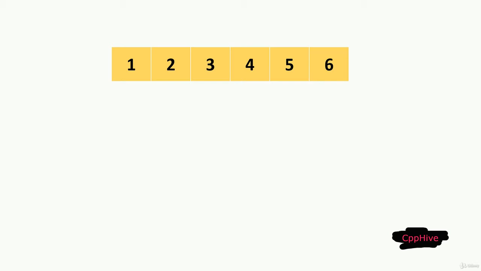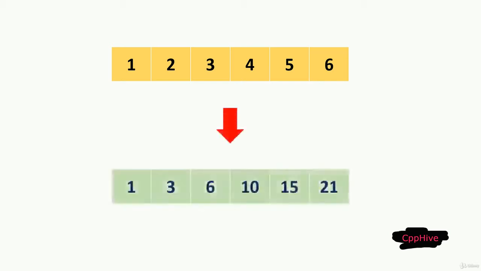Okay, so the first value will be the first number in the given sequence. The second value will be the summation of the first two numbers in the input sequence, so the value will be 3. And the third value will be the summation of the first three numbers in the input sequence, so the resultant value will be 6 and so on. So the output sequence would look like this. Please check whether you got the correct answer as shown in this slide.